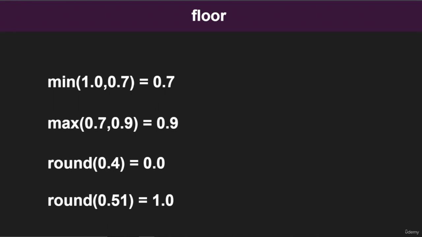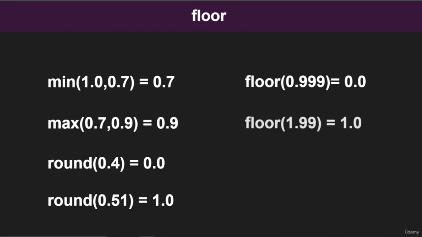The floor function will only see the number on the left of the comma. So floor 0.999 is equal to 0, and floor 1.99 is equal 1.